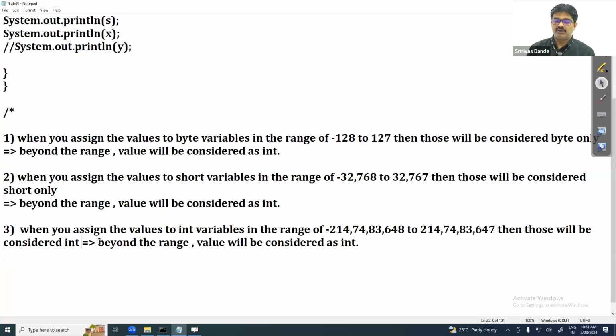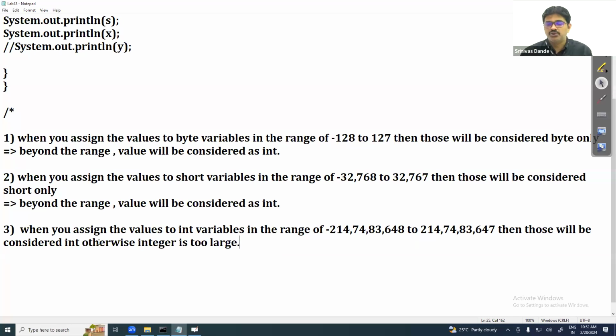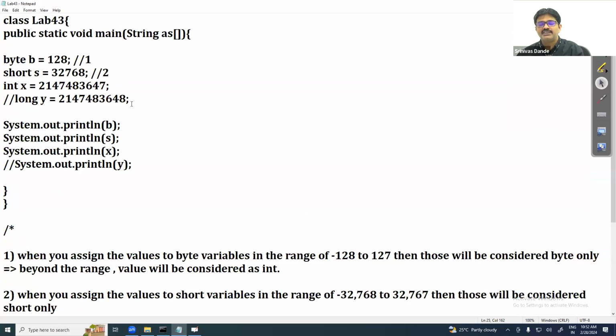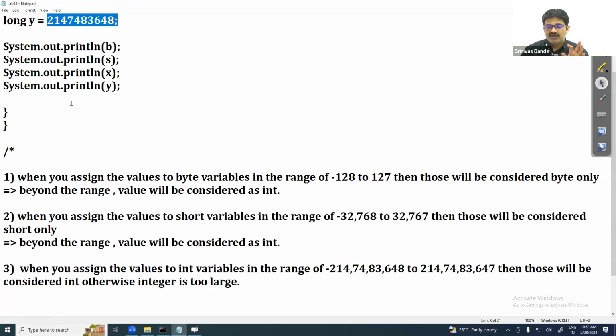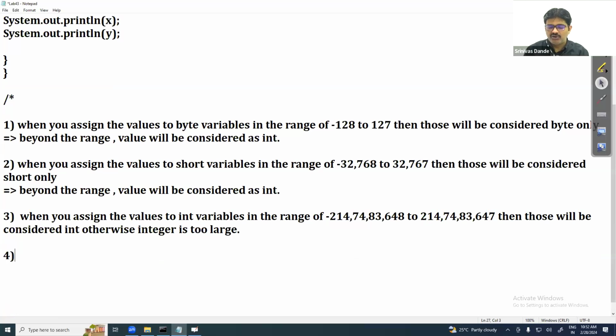Otherwise, what error is it giving? Integer is too large. So it is telling a too large message for this case. So we understand too large. But still we have to answer one thing: this number, by default, it is considering as integer only, whether it is in the integer range or not. So for this also it is telling integer is too large. And for long, how to tell?